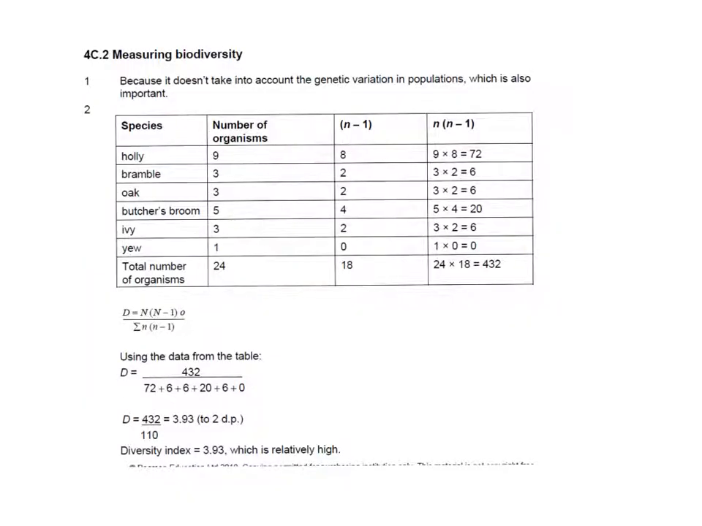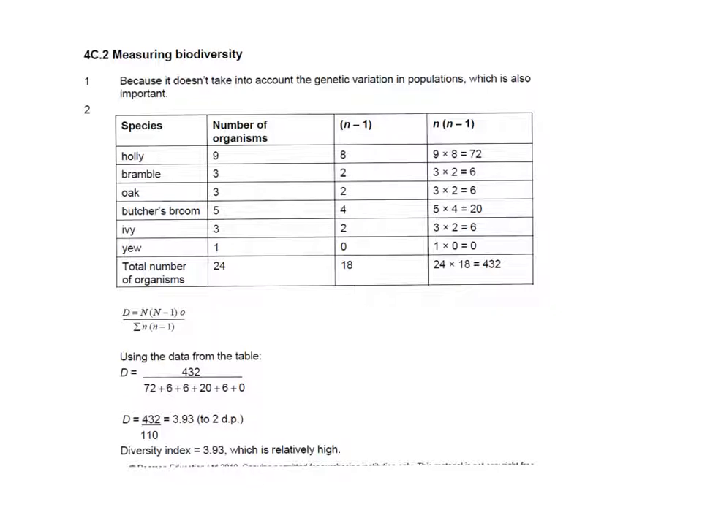Measuring biodiversity, the answer of question 1: it is limited because it doesn't take into account the genetic variation in a population. That's what we mean by genetic diversity, and also the ecosystem diversity. So it's only saying that biodiversity means the number of species of living organisms in an area. It's a very limited term.